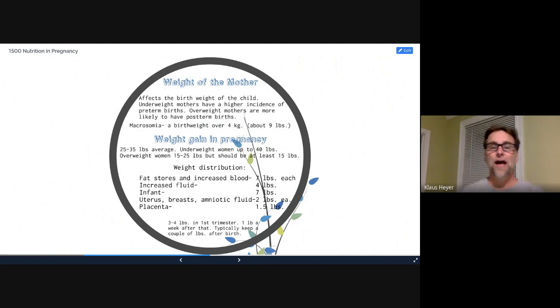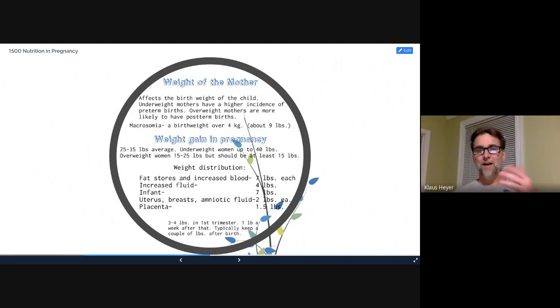Right. So, how much weight is expected to be gained in pregnancy? About 30 pounds. You should, at the very least, gain 15 pounds, no matter what your weight is. However, underweight women are expected to gain a little more, and overweight women might gain a little bit less. The reason for that is the distribution of that weight, and I've listed some of it here. Your book has it listed perhaps slightly differently, but it's about the same numbers.